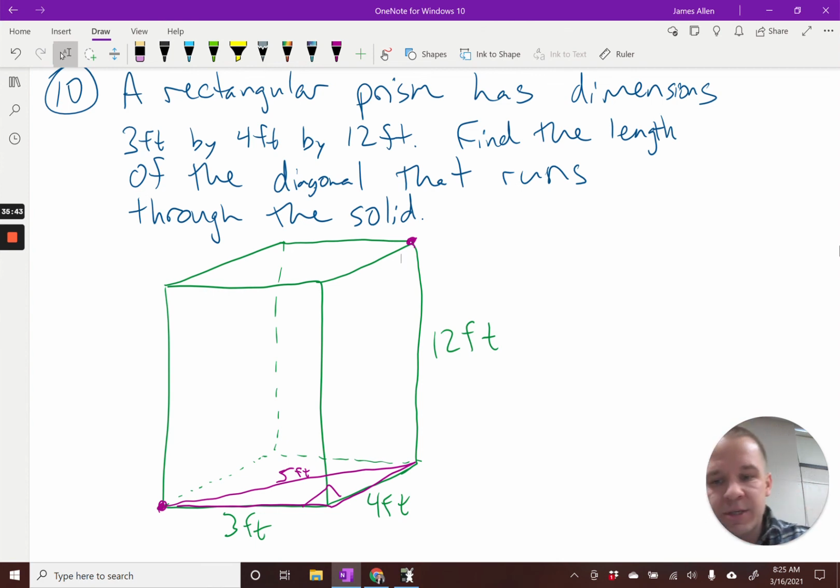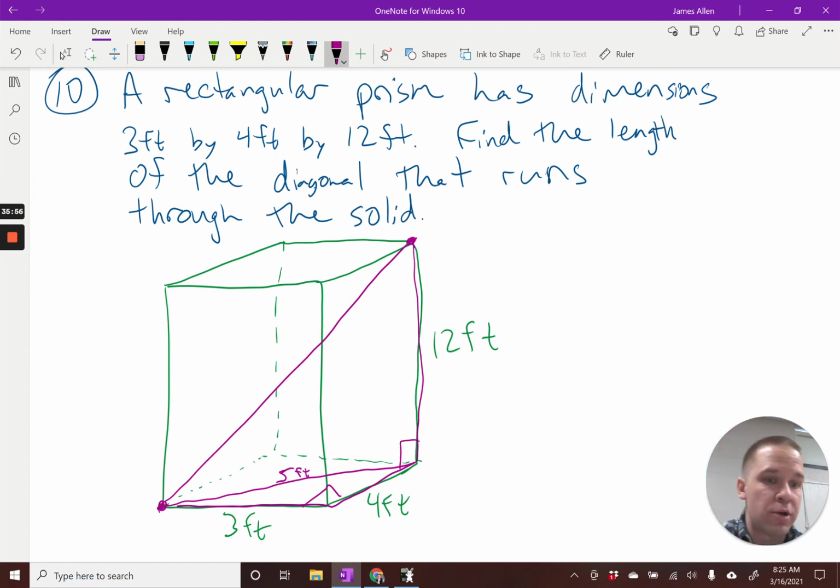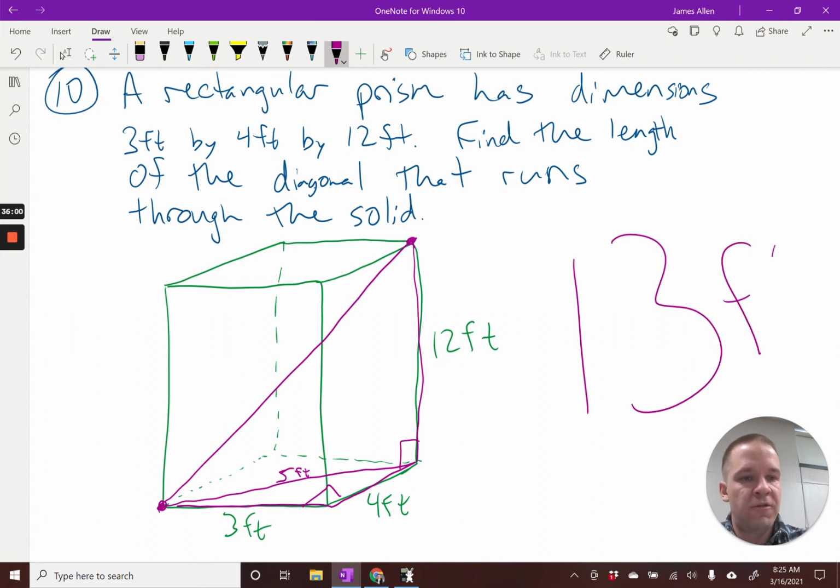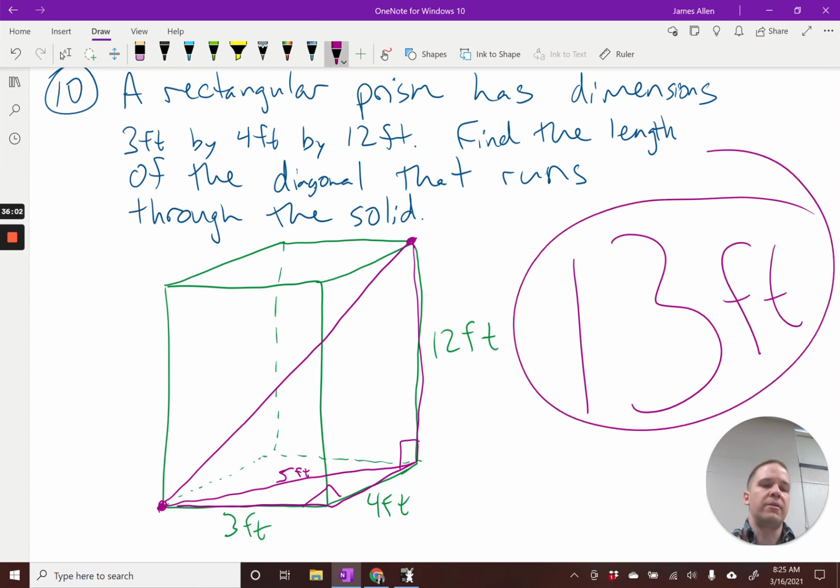Okay. So we've got our diagonal through the salad, right? Through the salad. That's the one we're looking at. So we got 5, we got 12. Remember how I said that everything is a right angle here? Boom. That's another right triangle of 5, 12. 13 feet. There's my diagonal. Boom. All about the triangles.